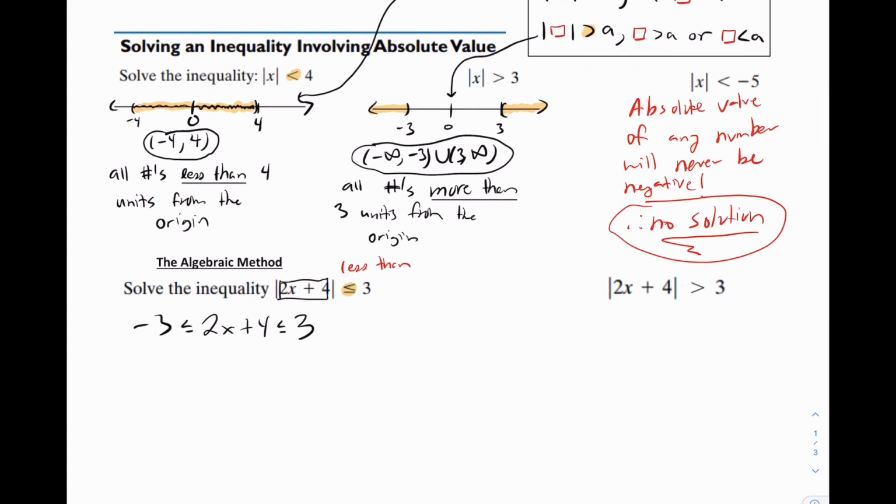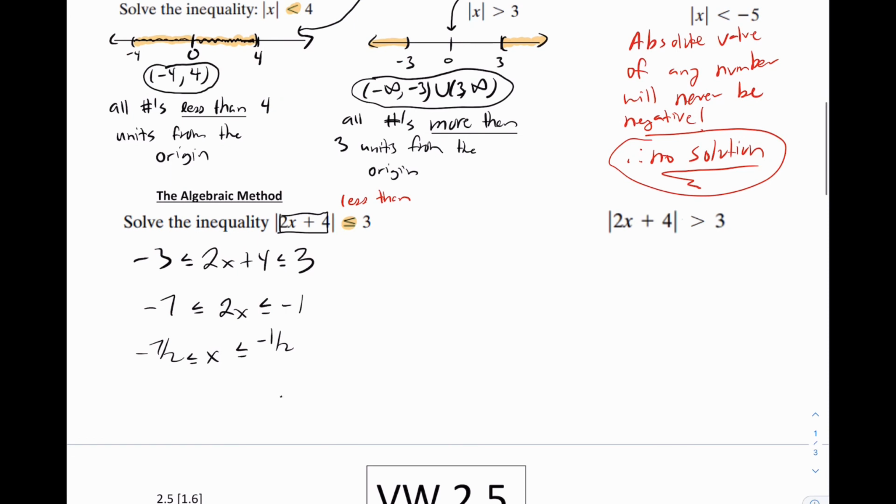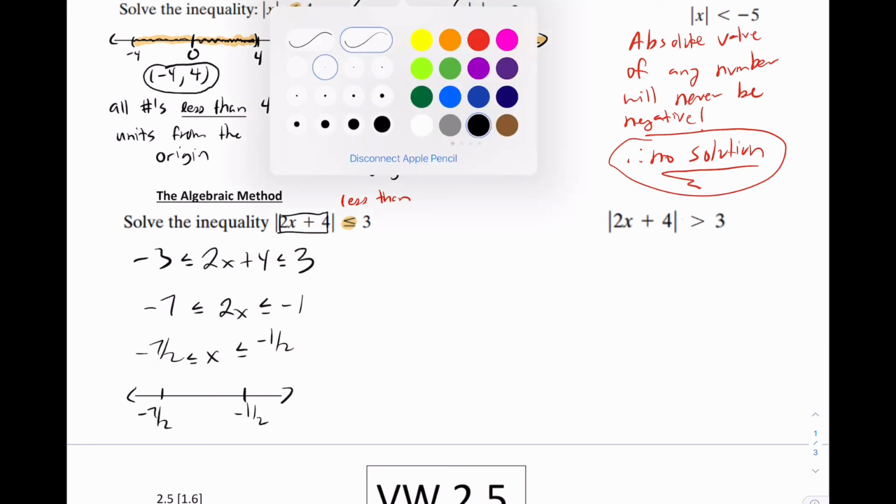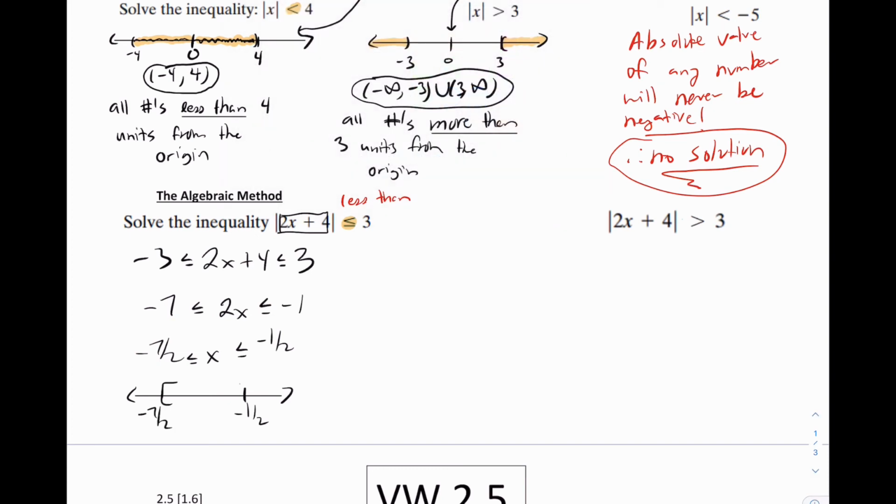And now we solve it. So just subtract 4 from everything. Divide by 2. And there we have it. And if you do it right, you should notice your answers should be going into each other, which they clearly are. And as an interval, we would just simply write negative 7 over 2 to negative 1/2. So there's our answer in 3 forms. Here's an inequality, an interval, number line.